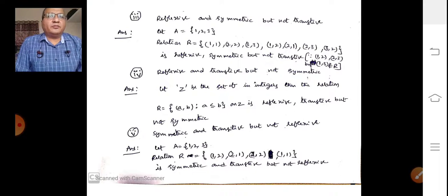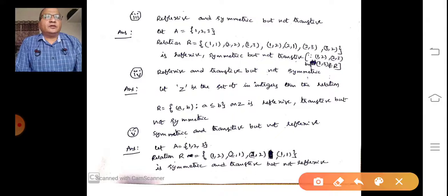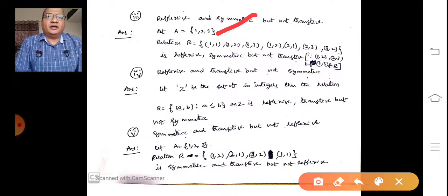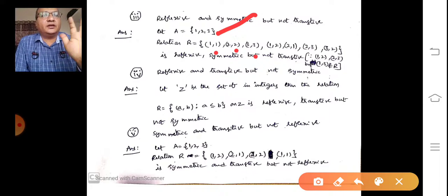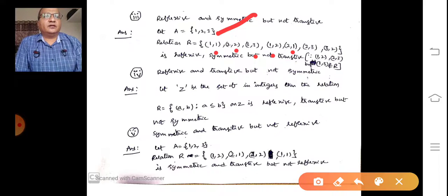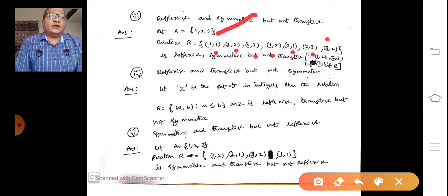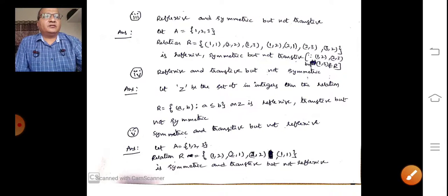The third one is also an example, which is reflexive and symmetric but not transitive. I take a set example. By taking a set, I will give an example. Take 1, 2, 3. Now I take (1,1), (2,2), (3,3). Therefore it is reflexive. Next, for (1,2) I take (2,1). If you interchange, we get the same elements. (2,3), (3,2). So it is symmetric. If you interchange every element in the relation R, we get an element contained in the relation set R. But it is not transitive.